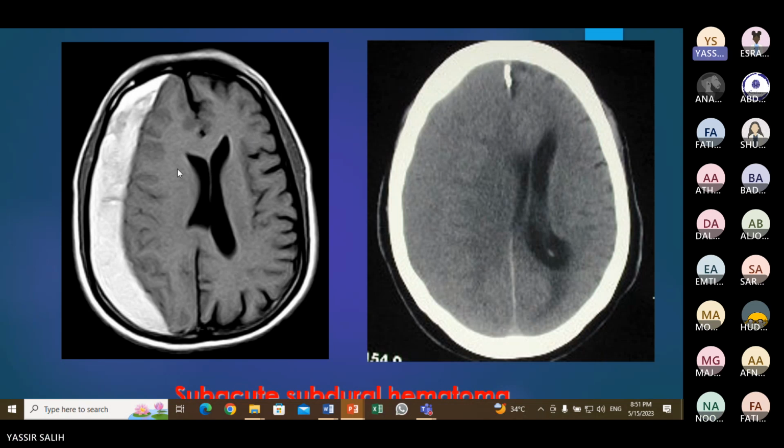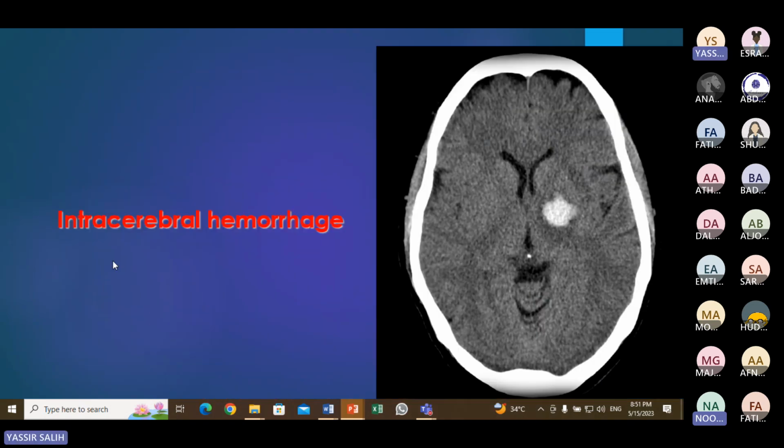T1. In T1, the hemorrhage appears hyperintense. Notice that it has a concave inner margin. So what is the diagnosis? Subdural hematoma, because it is concave. Acute, chronic, or subacute? Subacute. If we do MRI T2, as we said, it will also appear hyperintense, in both.